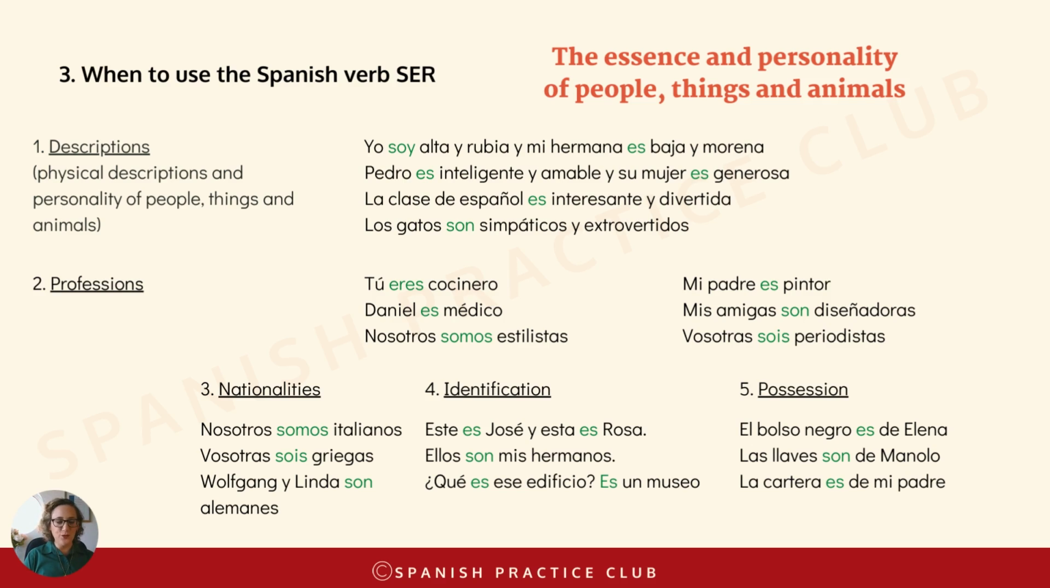And the last use of the verb ser is possession. So in Spanish, we do not use the apostrophe s to talk about possession like the English language does. In Spanish, we need to use the verb ser and then the preposition de to talk about possession and who is the owner of things.